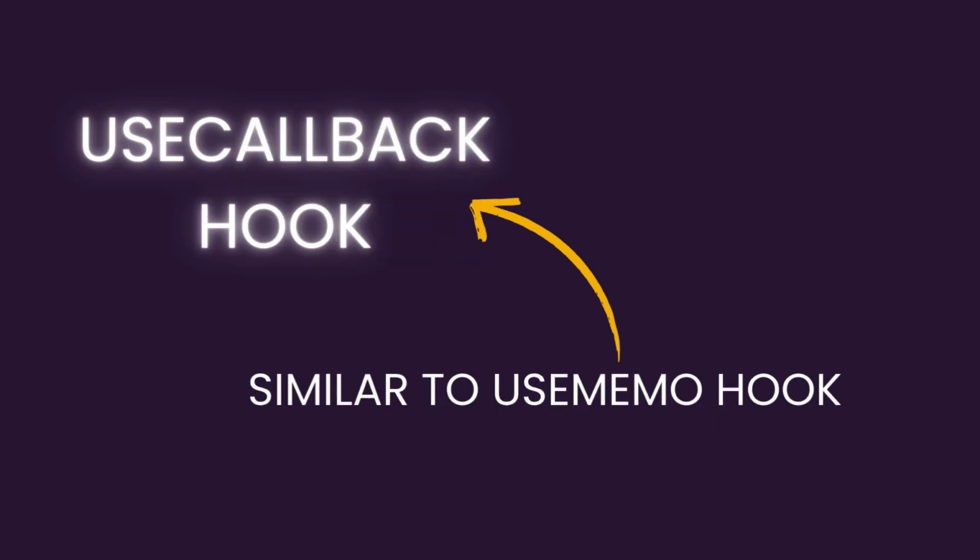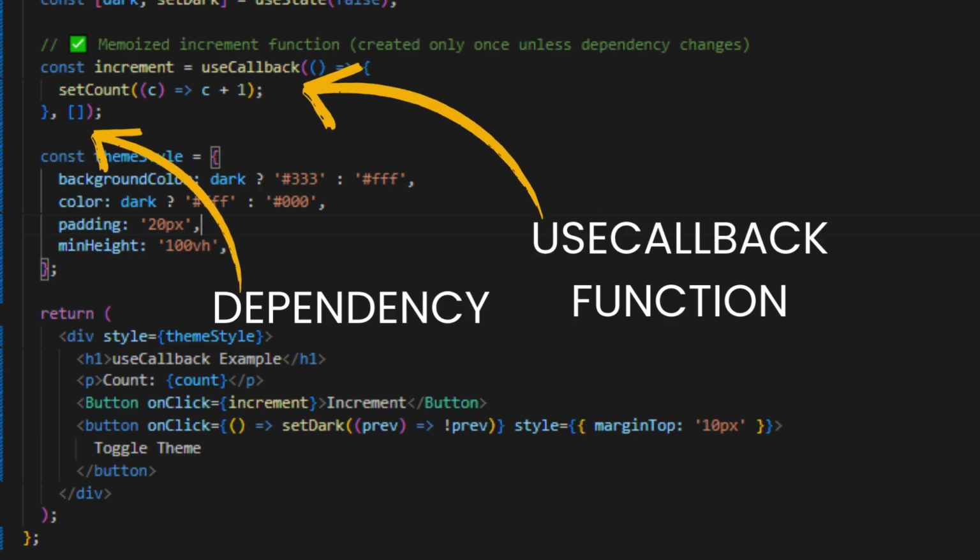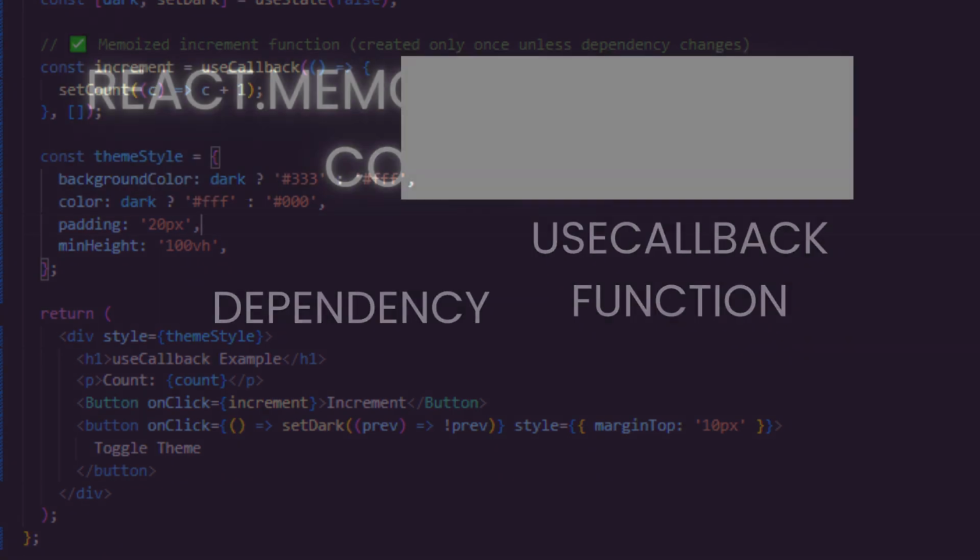useCallback is another helpful tool. It prevents functions from being recreated on every render, which is super useful when passing callbacks to child components. This prevents unnecessary updates and re-renders in your child components.